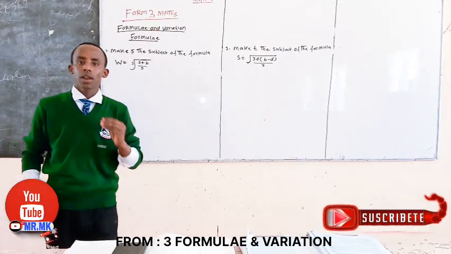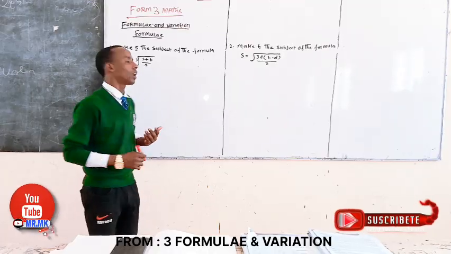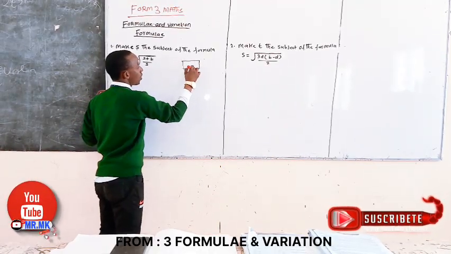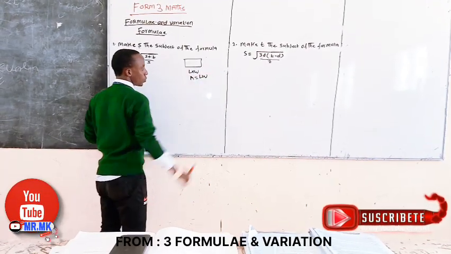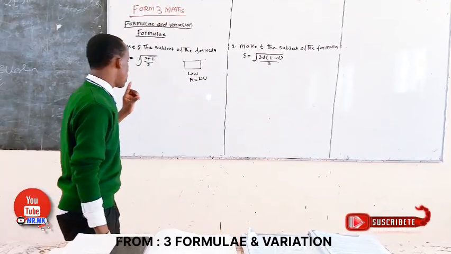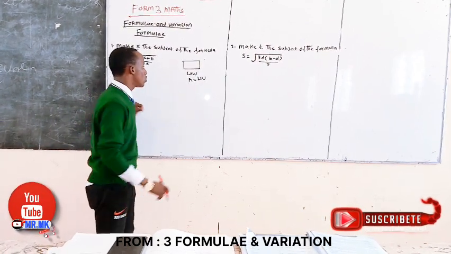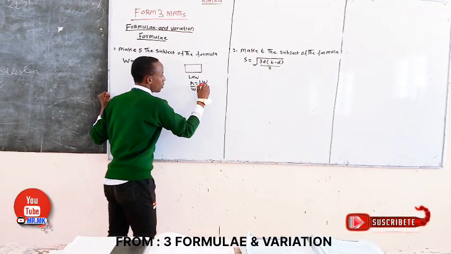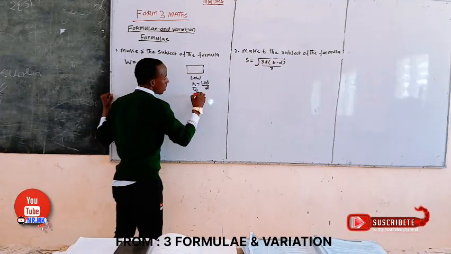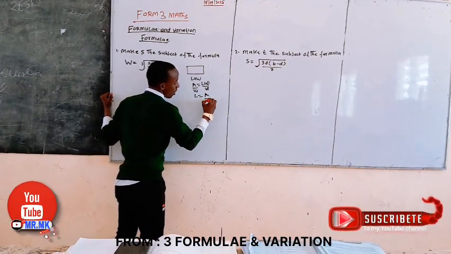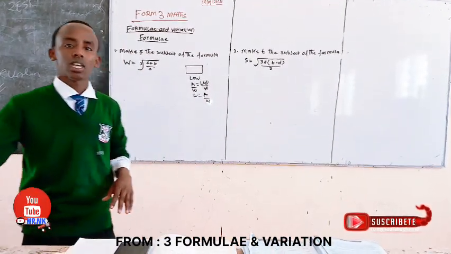Remember, when we were in primary school, you normally knew how to calculate the area of a rectangle. How do you calculate it? Length times width. Now, if I want to make L the subject of the formula, what can I do to both sides? I divide by W, the width. W cancels with W, and my L will be area over W. In this case, I have made L the subject of the formula.